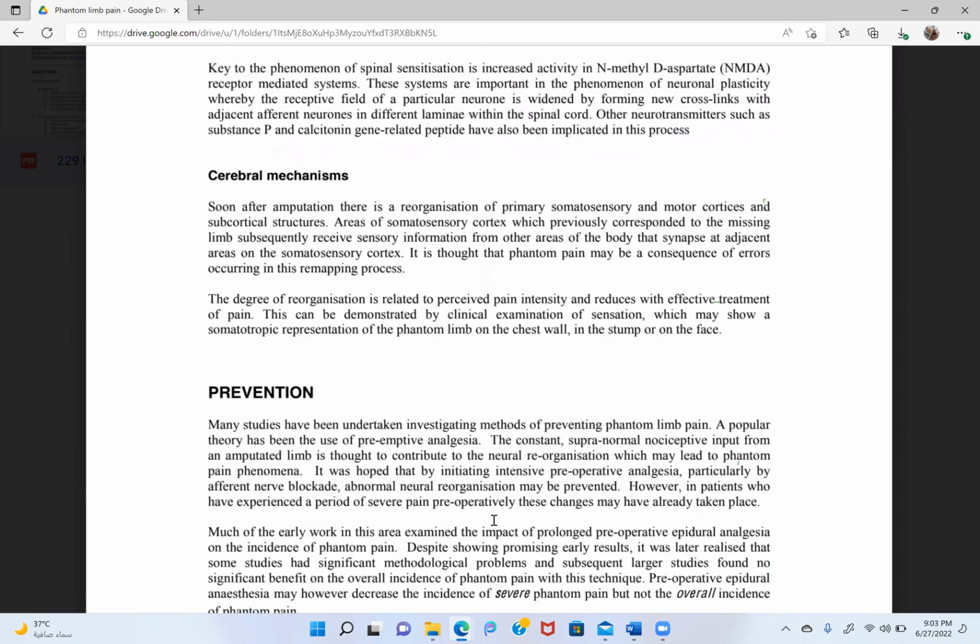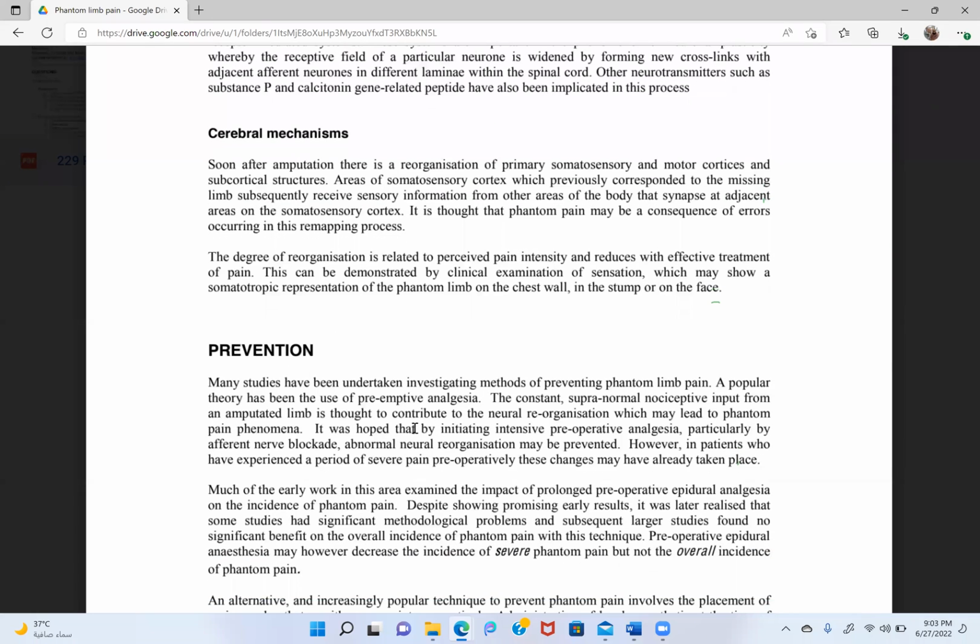Now prevention: that is the concept of preemptive analgesia, which I told you about, giving some analgesics, modifying the response to the pain even before the stimulus has been given. So this is the concept of preemptive analgesia. Preemptive analgesia will help. There you can give epidural, you can give spinal, and a perineural catheter.